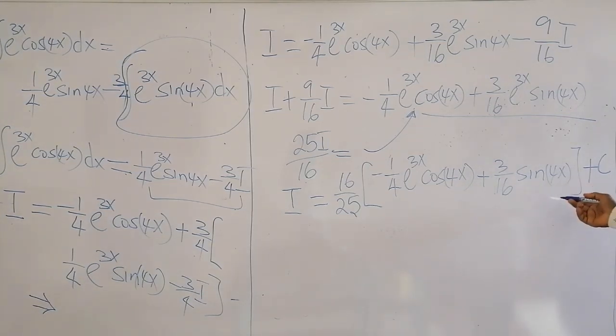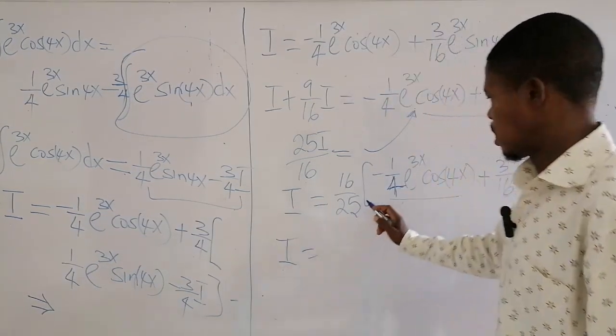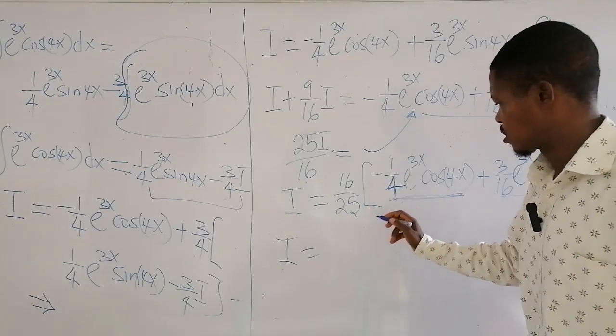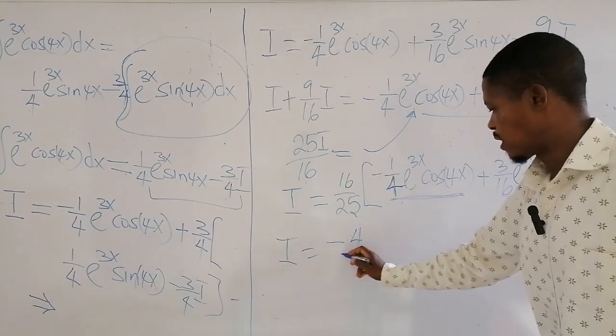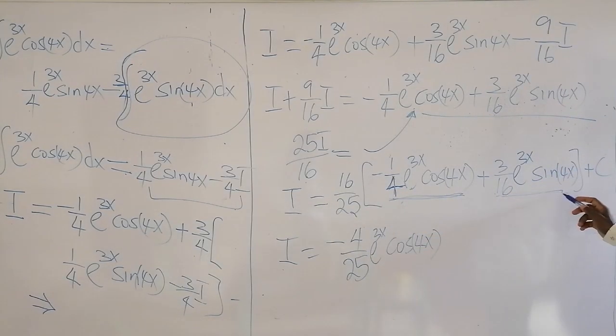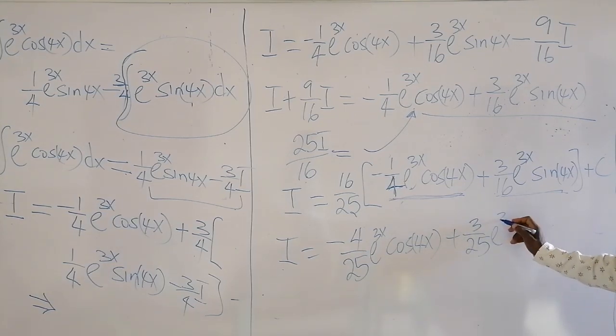Then, if you like, we can stop here, or we can expand the brackets, and so we now have for the final conclusion 16 over 25 times this expression. So we're going to have minus 4 over 25 times this, plus 3 over 25 times this, plus the constant of integration.